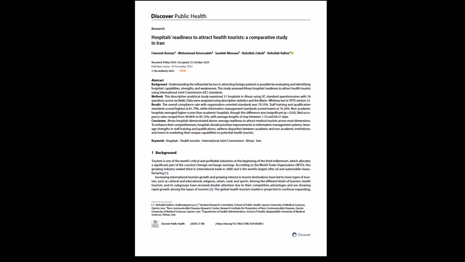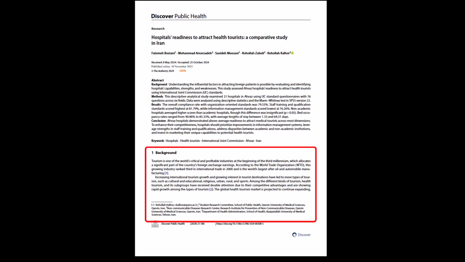So the first section after the abstract is the background. Sometimes this is also called the introduction, and this is where you're going to learn things like key terms. If the authors will be using acronyms throughout the paper, they will often lay them out here. You can see, for example, this article uses the phrase World Trade Organization, and in parentheses it says WTO. That means any time in this article when they say WTO, they're referring to the World Trade Organization.